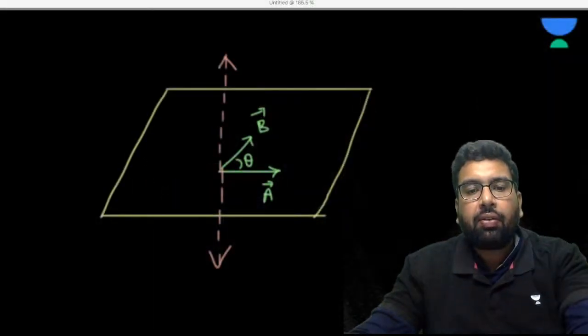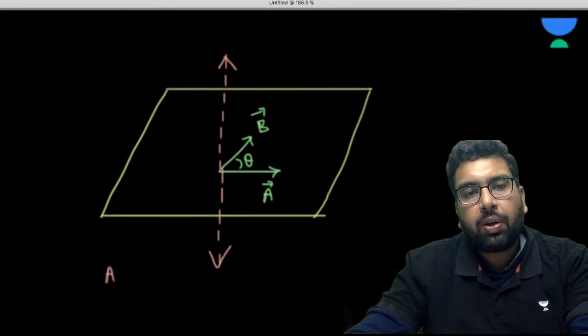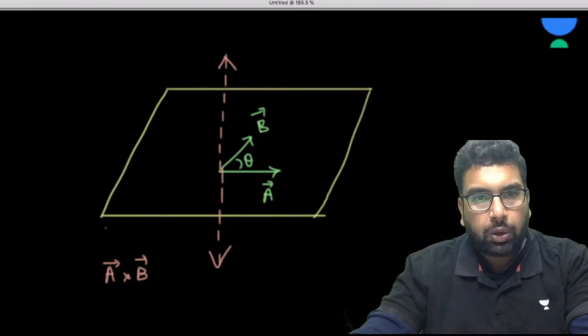So see what is written. Sir, we want to have A cross B. Now what you are going to do is place your right hand thumb like this, at this point. And now please understand this: your fingers must curl from the initial vector to the final vector.